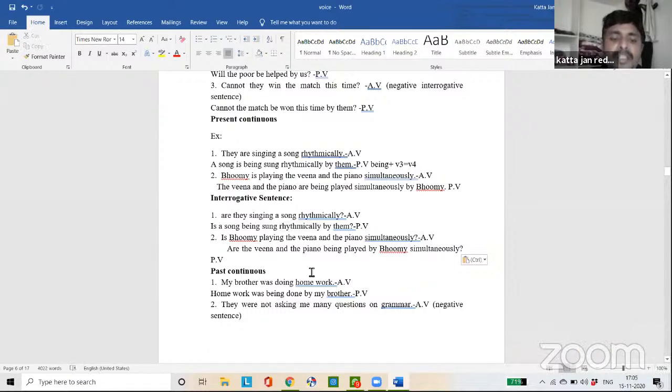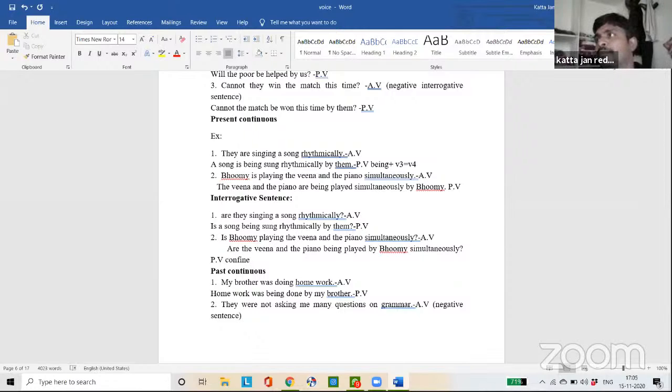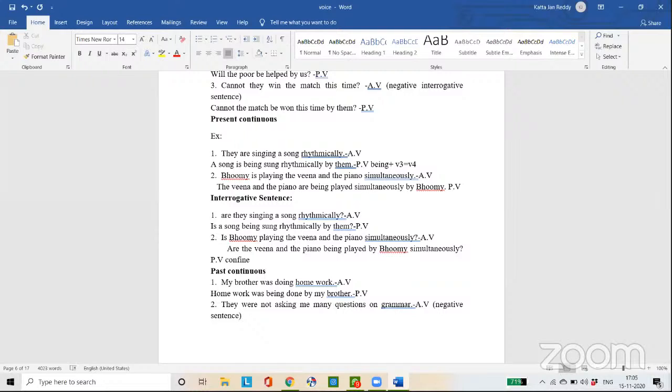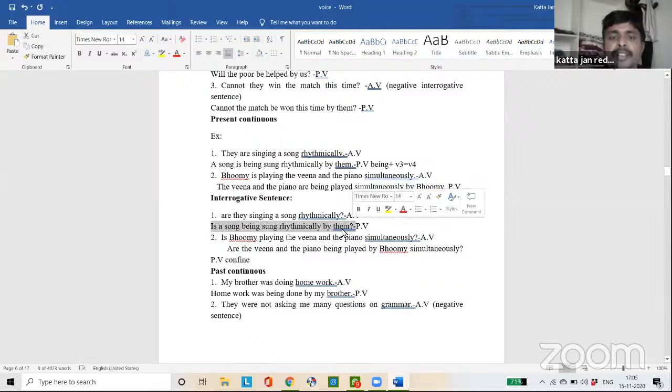What do you mean by confine? Confine means limit. Actually, limit in the sense, what do we say in Telugu? Limited only to this. It is not confined. For example, it is not confined only to this example. That is the meaning of confine, right? Okay.